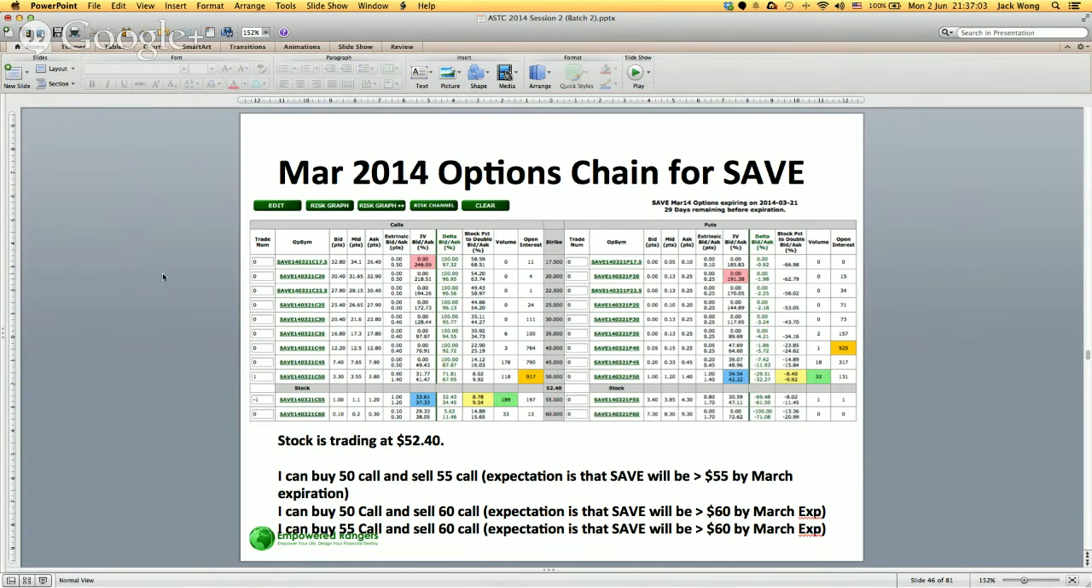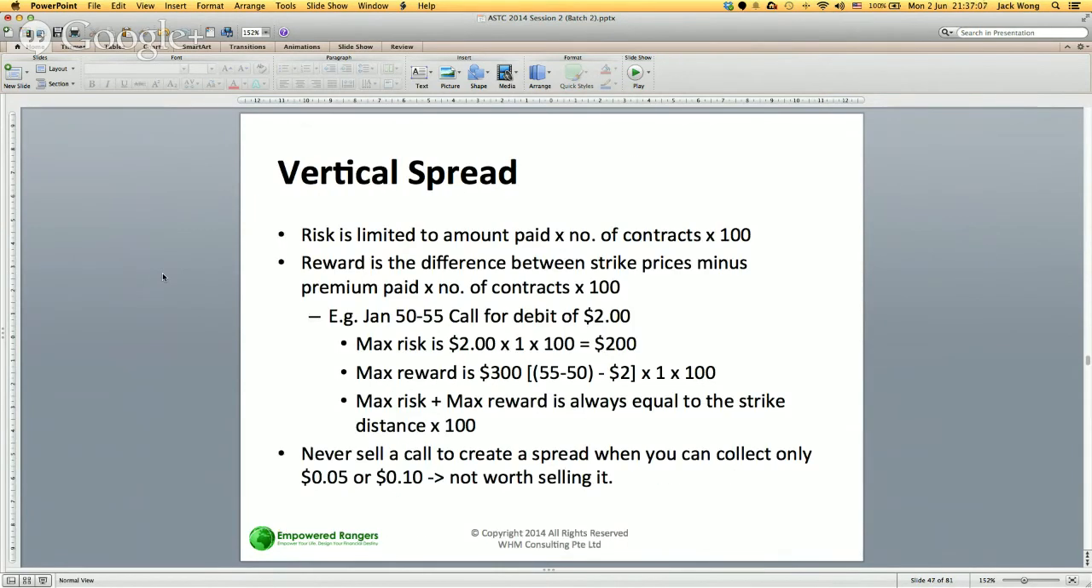So, for a vertical spread, this is the risk-reward formula. Essentially, the risk will be the amount you pay for the spread times the number of contracts times 100. The reward is always the difference between the strike prices minus the premium you pay, times the number of contracts times 100. So using the example of the Jan 50-55 call spread for $2, your maximum reward is $300. Because your risk will be 200, your maximum reward will be 300. So I'll let you read through the slides.